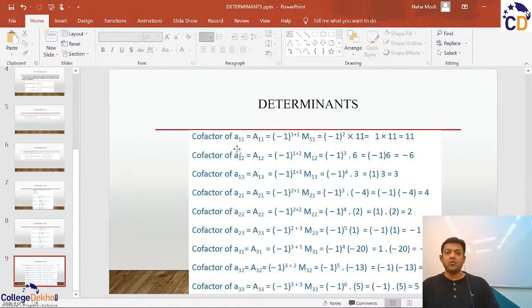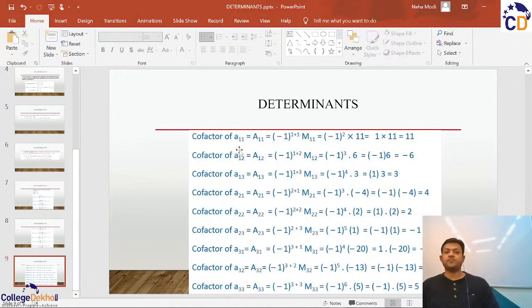In order to calculate the cofactor, let's say we need to calculate the cofactor of A11. So the cofactor of A11 would be -1 to the power number of rows plus number of columns. In this case, number of rows is equal to 1, number of columns is equal to 1. So -1 to the power of 1 plus 1, which is 2. Now the value of -1 to the power 2 is of course equal to plus 1. We need to multiply plus 1 to the minor. If you remember, the value of minor was 11. So the cofactor would be 1 times 11, and that is 11.